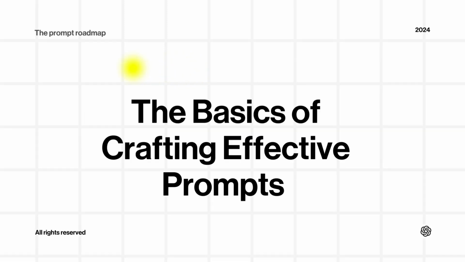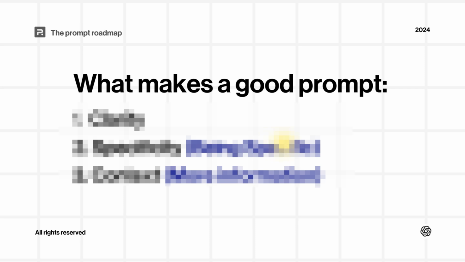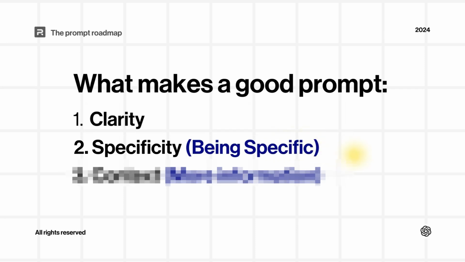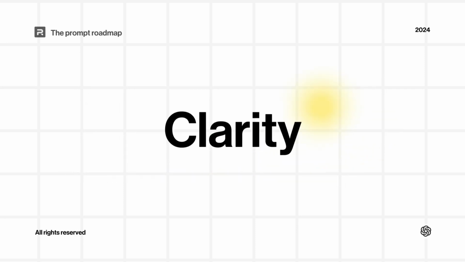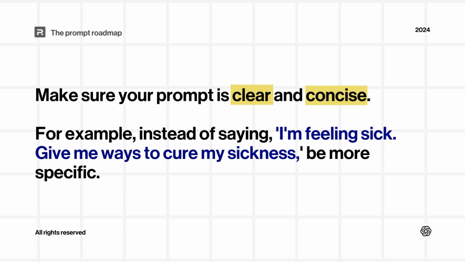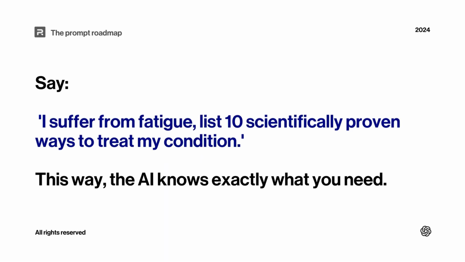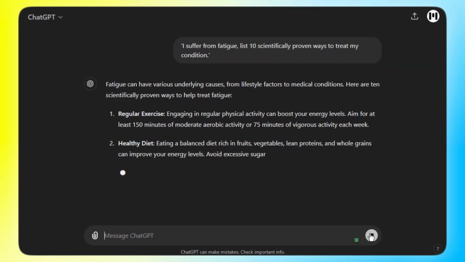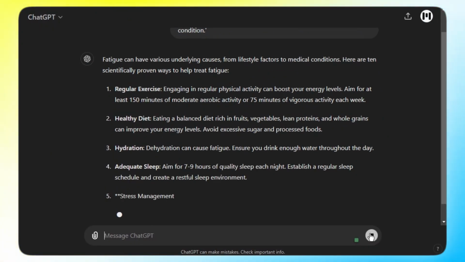Let's break down what makes a good prompt for beginners. There are three main things to remember: clarity, specificity, and context. Clarity meaning make sure your prompt is clear and concise. For example, instead of saying "I'm feeling sick, give me ways to cure my sickness," be more specific and say "I suffer from fatigue. List 10 scientifically proven ways to treat my condition." This way, the AI knows exactly what you need.